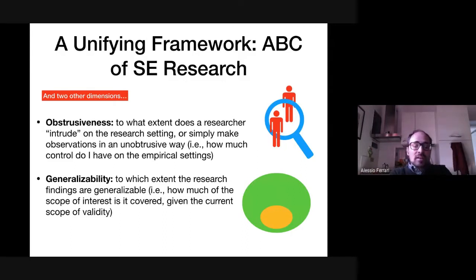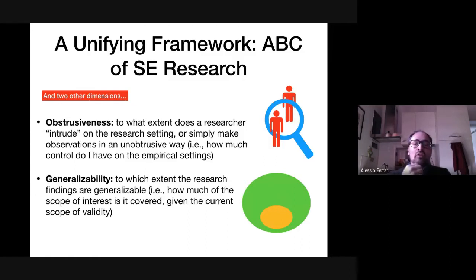Okay, there are two other dimensions that we want to consider in this framework, and then I will show you the framework: obtrusiveness and generalizability. Obtrusiveness indicates to what extent a researcher intrudes in the research settings or simply makes observations in an unobtrusive way. So basically, it means how much control I have on the empirical settings.